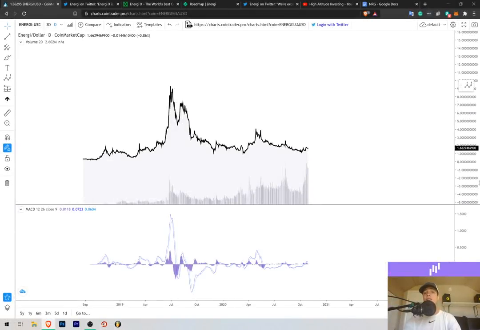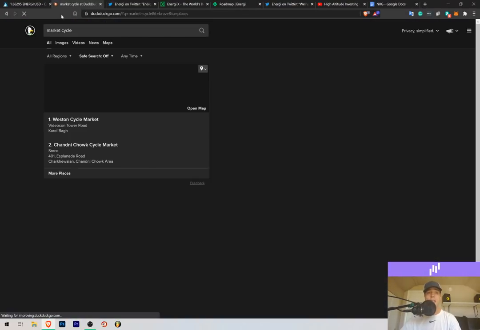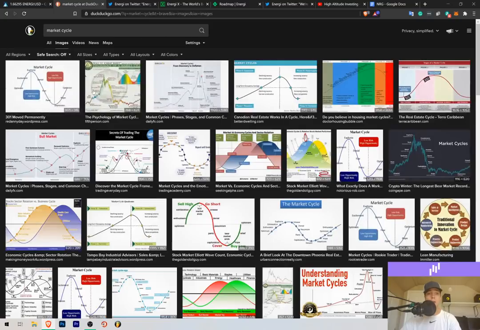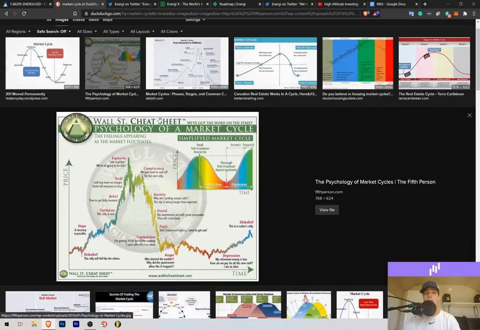So this is energy versus the dollar. We'll get into the Bitcoin pair in just a second, but I wanted to start off with the dollar pair. As you guys know, I trade market cycles. So generally speaking, we zoom out on the chart and we look at the big picture to see what's going on there. And with energy, I'm on the daily candlesticks right now. And if we go to Google and look at a standard market cycle, you guys will be amazed to see how similar this market cycle is to a standard market cycle.